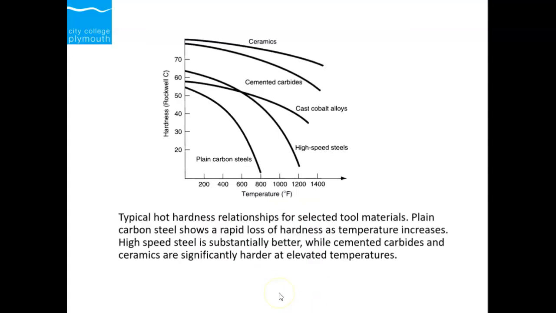Okay. Again, these are the typical hardness relationships for different types of tool material. Ceramics is at the very top, but ceramic tools are very expensive as well. And then the plain carbon steel tools are at the very bottom. If you increase the temperature, the tool loses hardness and everything, and then it will not be an effective cutting tool.